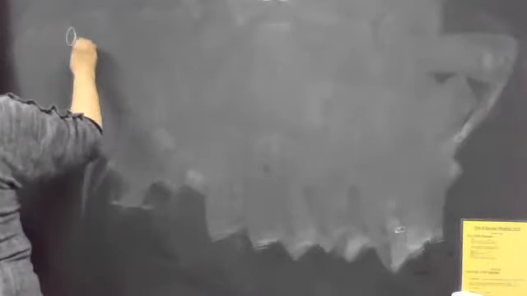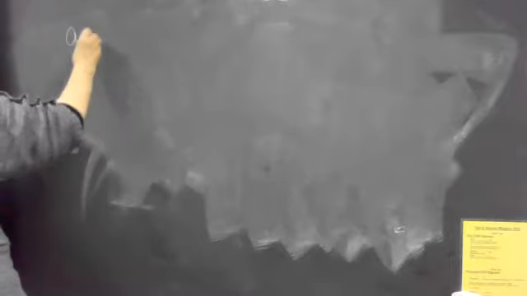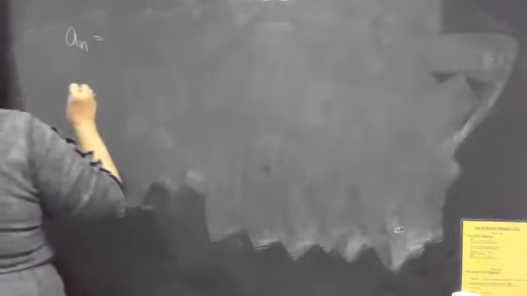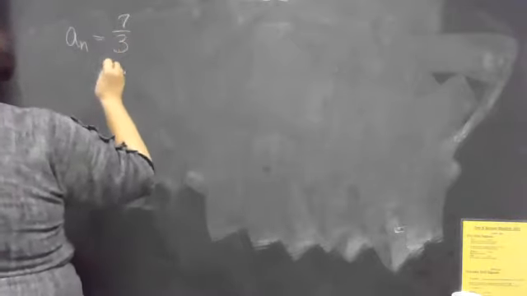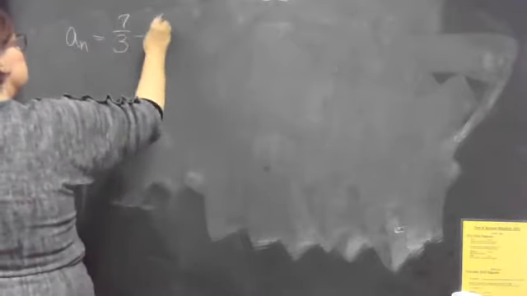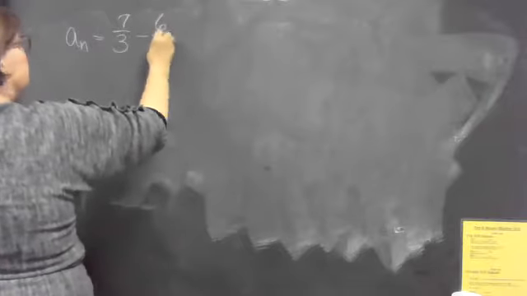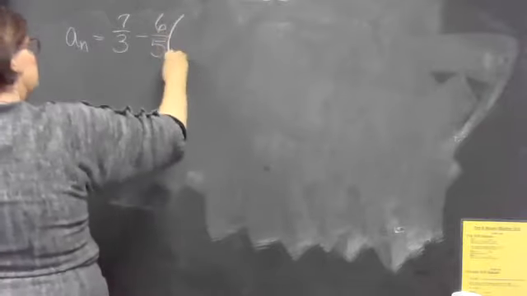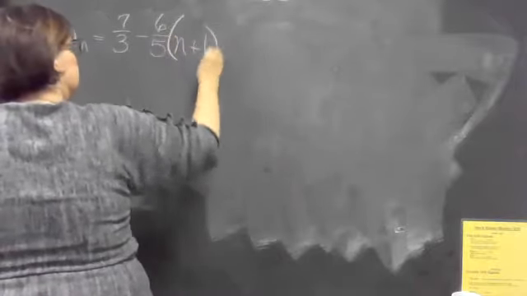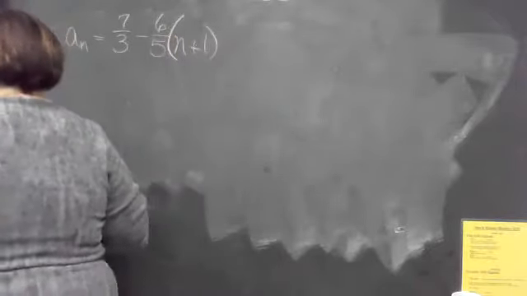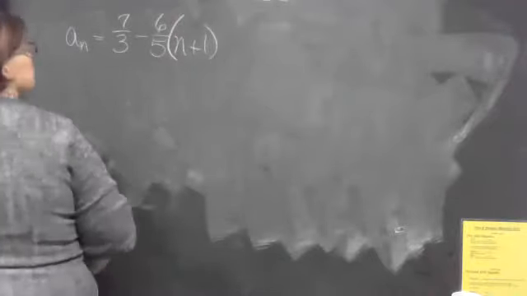Okay. So our rule that we're going to go by says any of the terms will be figured out by this: 7/3, get your calculators out, minus 6/5 times n plus 1. Again, it says for all n greater than or equal to 1, so they want positive numbers.